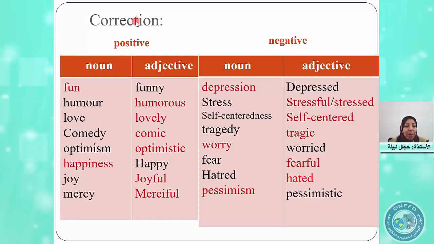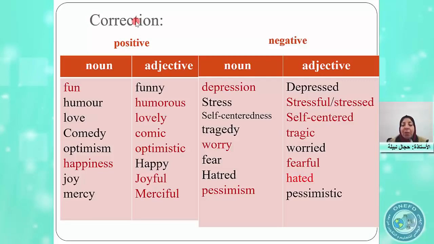Happy is an adjective. Happiness is its noun. Joy as a noun. Joyful for the adjective. Mercy as a noun. Merciful is the adjective. Concerning the negative words, you have the adjective depressed, whose noun is depression. Stress as a noun. Stressful or stressed as an adjective.